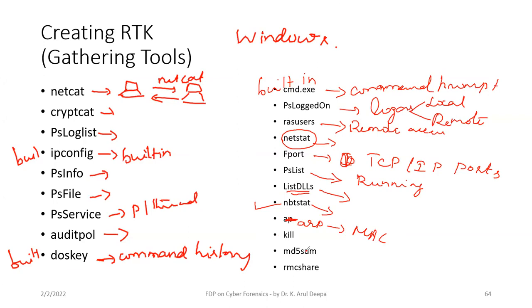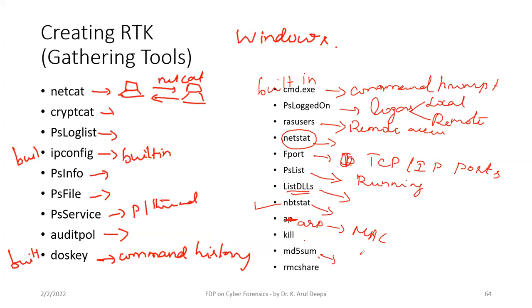Kill, we know, is used to terminate a process. MD5sum creates MD5 hashes for a given file. So for security purposes, you can go for MD5sum. It creates hash values for file content. Then rmtshare displays the shares accessible on a remote machine, the systems that were remotely sharing resources; that could be collected. So this is just a small list. You have n number of such tools.